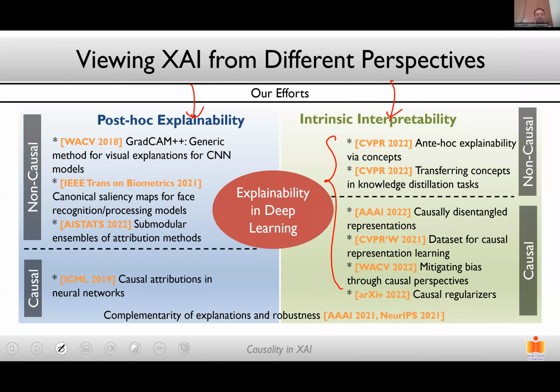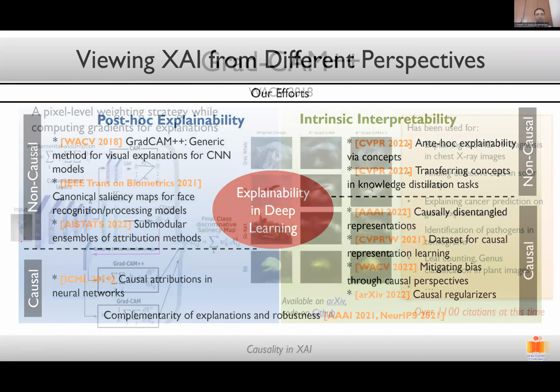And we've been publishing this work in several top-tier conferences around the world. But the part that I'd like to highlight here is the fact that among these methods, there are both non-causal methods and causal methods, right? So both have their own value in the system. And that's what I'll try to elucidate for the rest of the talk.